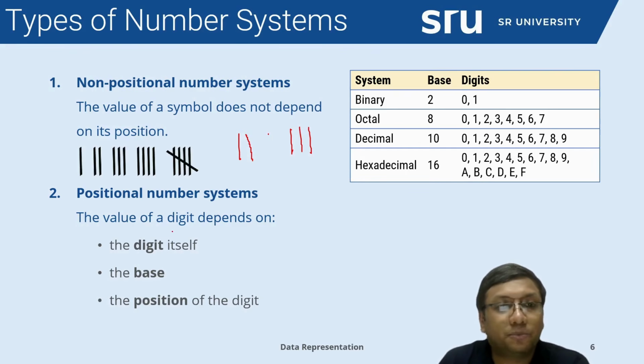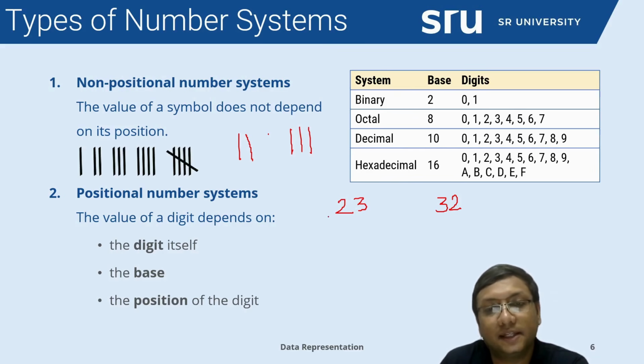In contrast, in a positional number system, the value of a digit depends on the digit itself, its base, and the position of the digit. What does it mean? Suppose I write 2. Now, if I write another number 3 on the right side of 2, it becomes 23. But if I write 3 on the left side of 2, it becomes 32. So the value depends on the digits themselves, for example 2 and 3 are used in both numbers, on the position of the digits, and on the base.